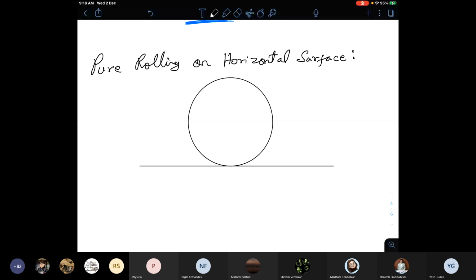Okay, so I have a spherical object like this. Its center of mass is somewhere over here. This is its center of mass. Its radius is r and mass is suppose capital M.